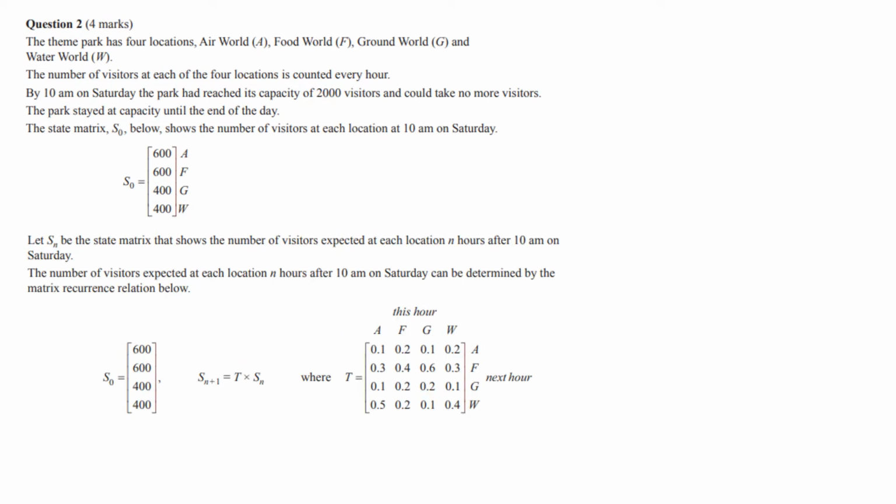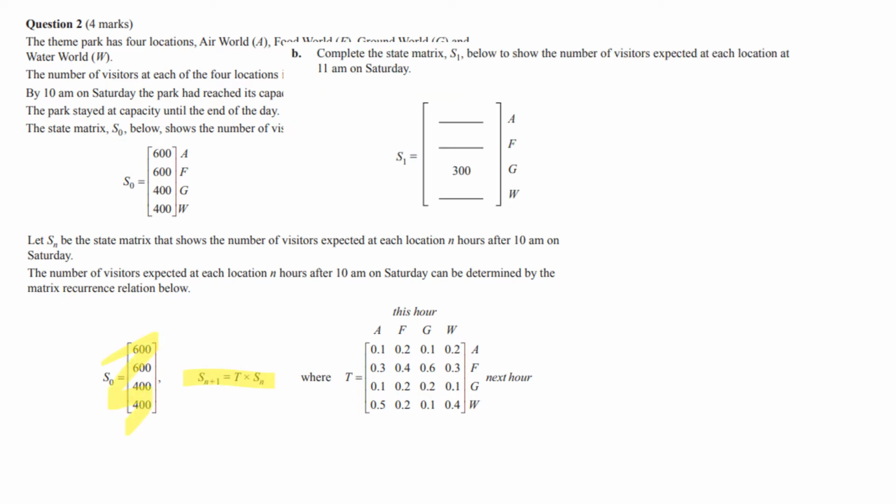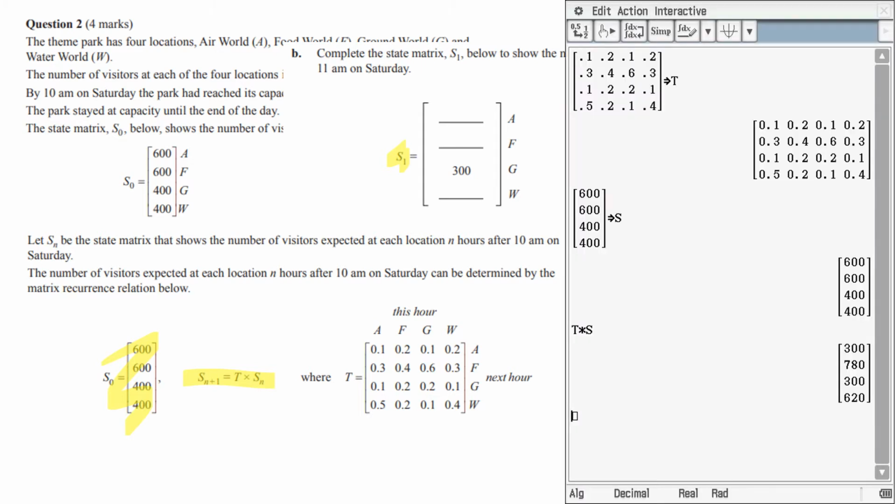Okay, so now they're giving us a bit more of a formula. S0 is this, and S(n+1) is T times Sn. So the question is that we're going to find S1. You basically just have to stick all this in your calculator and multiply it through. Your calculation looks like this. I've labeled up T and S, but you didn't actually have to label them up. You could have just put them right next to each other and done it. And you get these values.